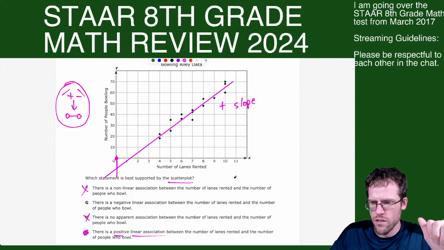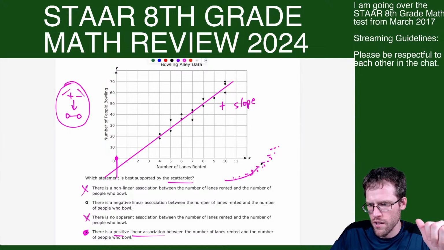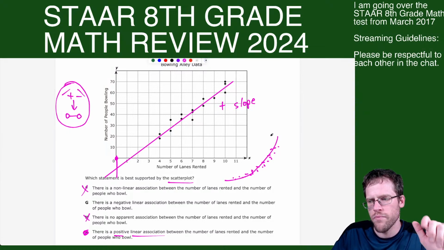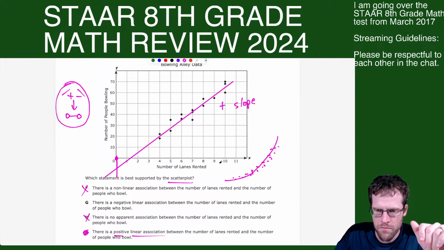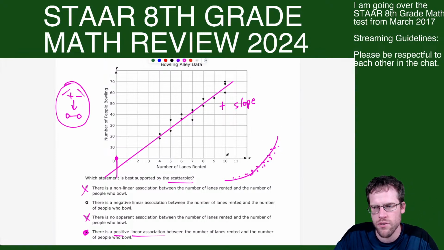Nonlinear association could be like this. So maybe it's an exponential association like this. Like, if you drew a curve, you're like, oh, this is like an exponential curve. But I didn't see this on the test, so you probably didn't learn this yet in 8th grade, exponential functions, but you will someday. So this would be a nonlinear association. It could be exponential. It could be quadratic.